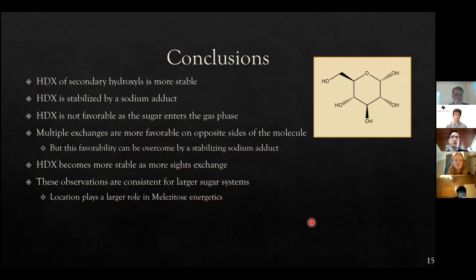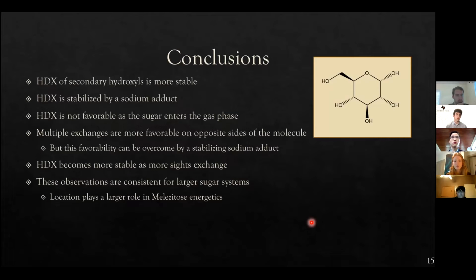There we go. So in conclusion, we were able to show that the exchange of secondary hydroxyls was more stable. That was consistent for both glucose and maltotriose. However, it is the effect of the sodium adduct that most greatly impacts whether or not our sugar is going to have favorable exchange. As it enters the gas phase, that exchange is no longer favorable.